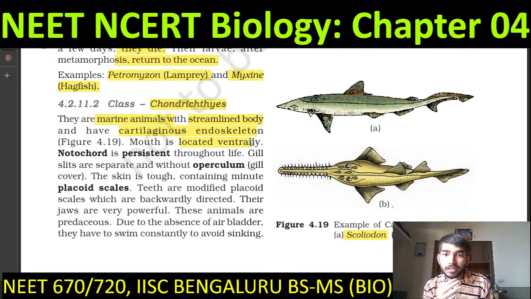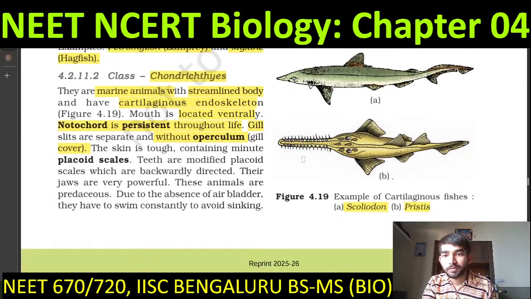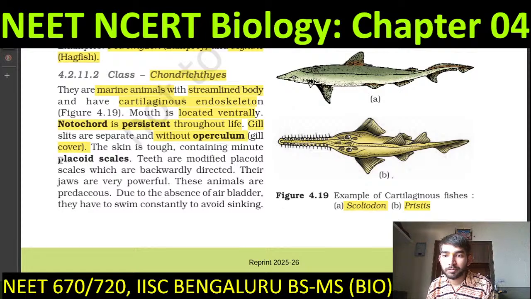Mouth is located ventrally. Notochord is persistent throughout life. Gill slits are separate and without operculum, so there is no gill cover. So gill slits are present, they are separate, but there is no covering for these gill slits. It's exposed. Skin is tough, containing minute placoid scales. So this you should remember.